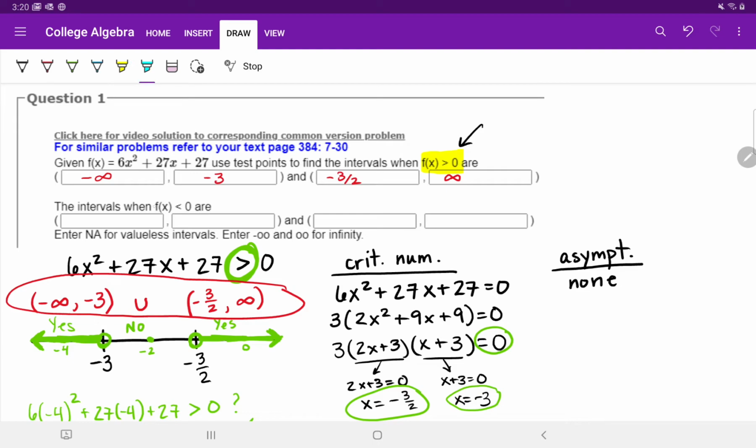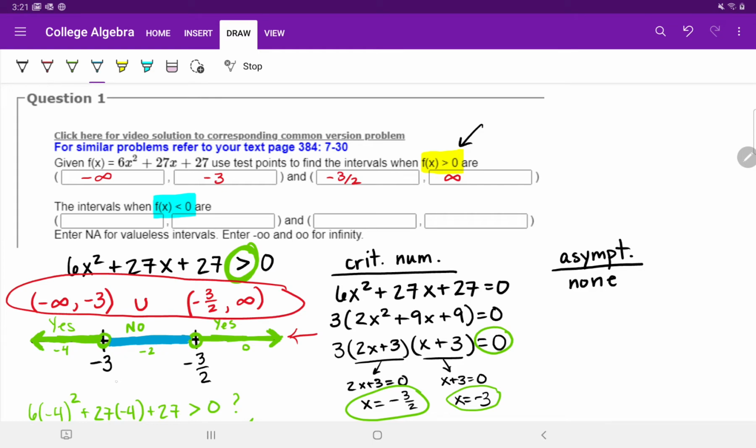Now they're asking us for where f of x is less than 0. So it's basically just going to be the exact opposite. We already know that all of the spaces on our x-axis that I just indicated in green are places where my function is greater than 0. So the place where my function is less than 0 will be right here in between. Careful though, because negative 3 and negative 3 halves is where my function is equal to 0, so those still won't be included.